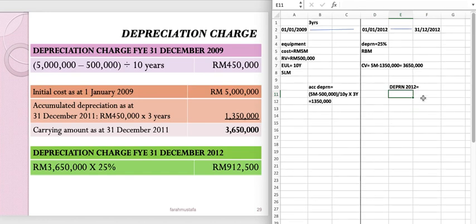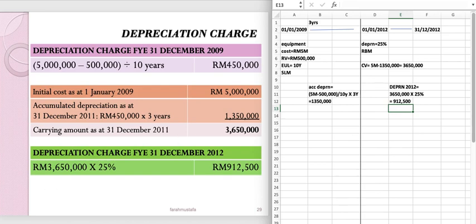Okay, so when you calculate the depreciation, it should be based on the carrying value, because this is a depreciation based on the new change of estimate. So the carrying value is 3,650,000, times 25%. Also because it is a reducing balance method, depreciation is calculated on the carrying value. So here you will get depreciation of 912,500.